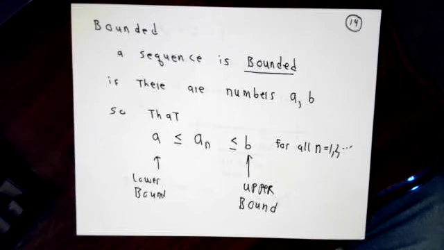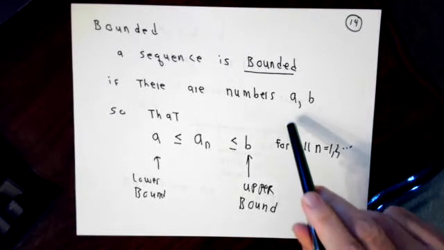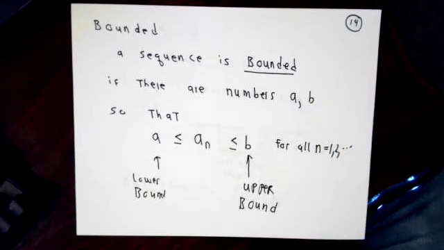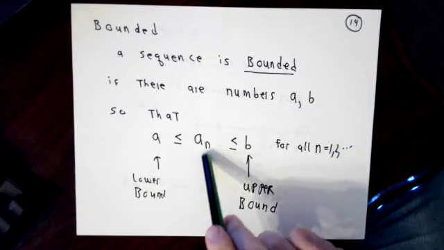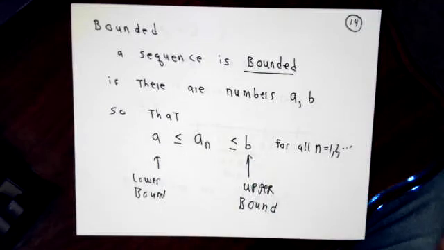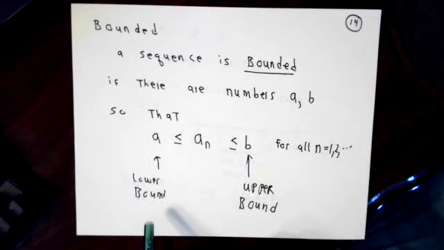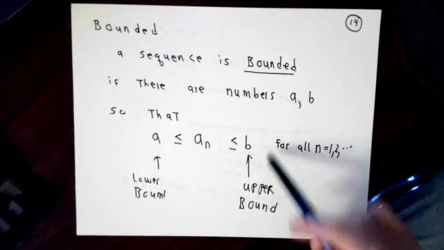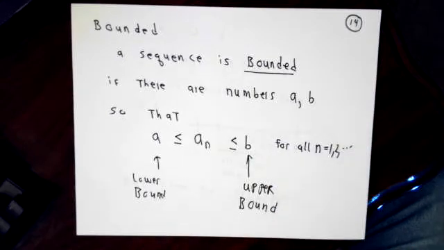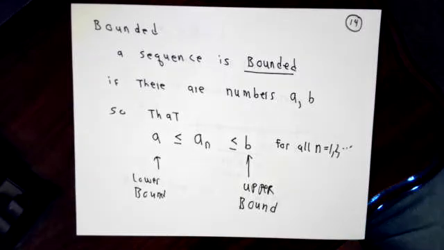The other major idea is boundedness. A sequence is bounded if there are actual honest-to-goodness real numbers, none of this infinity symbol stuff, actual real numbers a and b, so that all of the a sub n numbers are between a and b. The a over on the left, we'll call a lower bound for the sequence, and the b we'll call an upper bound for the sequence. If you draw the a sub n's on a number line, they are trapped between the number a and the number b. That's what bounded means.